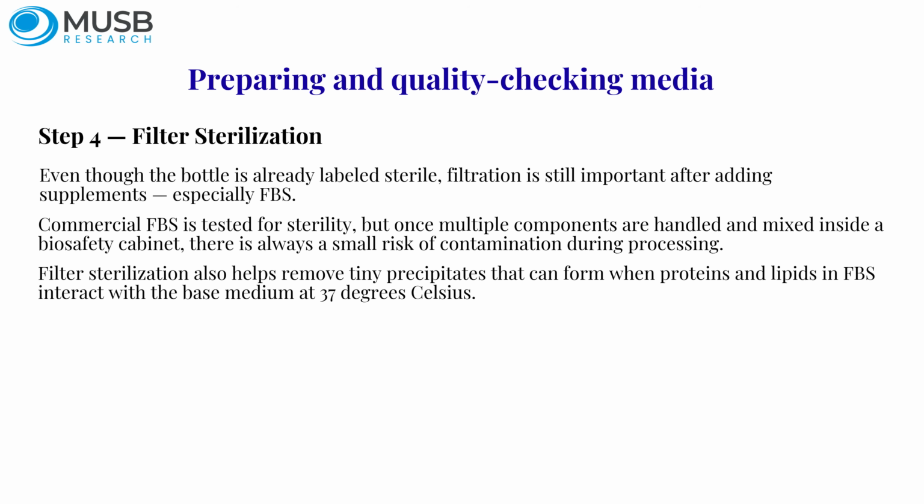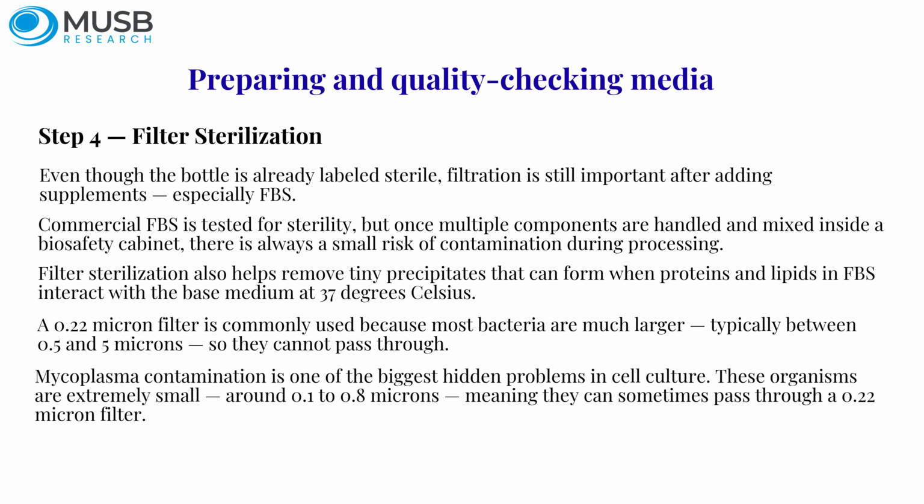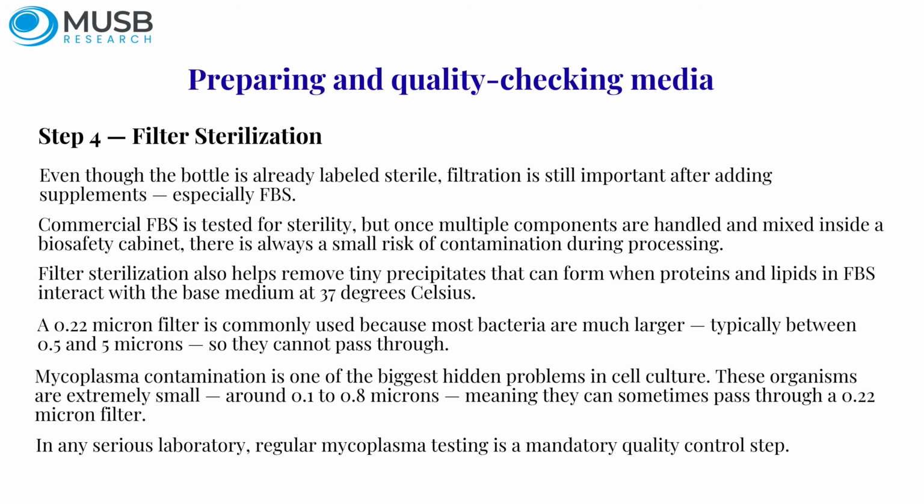The pore size of the filter is critical. A 0.22 micron filter is commonly used because most bacteria are much larger, typically between 0.5 and 5 microns, so they cannot pass through. But one major threat still remains: mycoplasma. Mycoplasma contamination is one of the biggest hidden problems in cell culture. These organisms are extremely small, around 0.1 to 0.8 microns, meaning they can sometimes pass through a 0.22 micron filter. That's why filter sterilization alone is not enough. In any serious laboratory, regular mycoplasma testing is a mandatory quality control step.